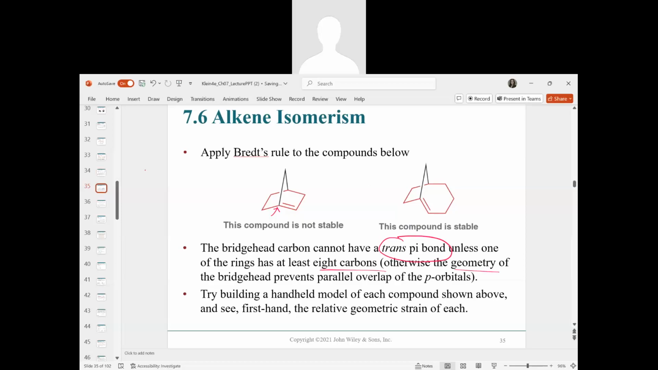Briefly, the geometry at the bridgehead will prevent this overlap of the p orbitals. So it would be strained and it wouldn't be able to keep that positioning. So again, the larger ring can be stable.